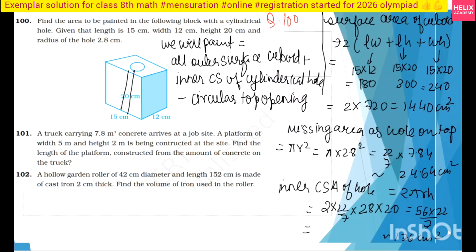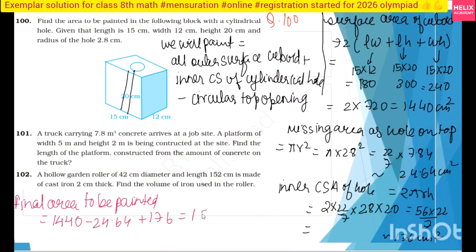Okay. So final area to be painted. I am changing the color so that you will understand. Final area to be painted. What will it be? Adding everything and one subtraction: 1440 minus 24.64 plus 176. What does it become? 1591.36 centimeter square.